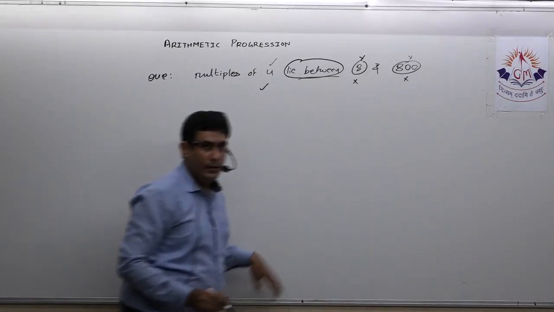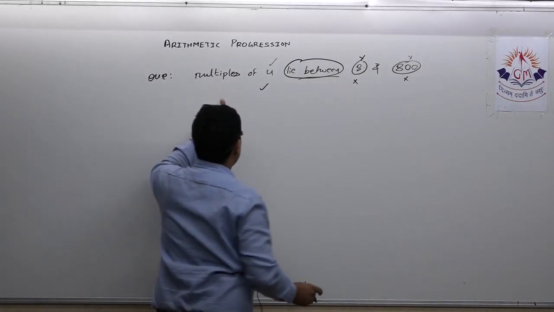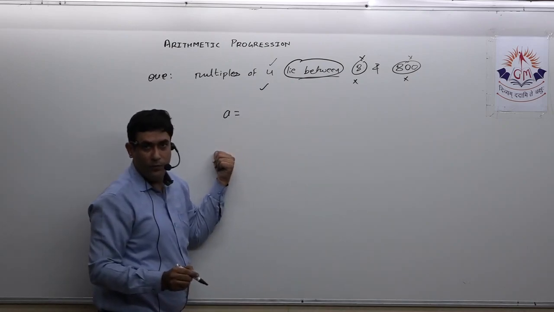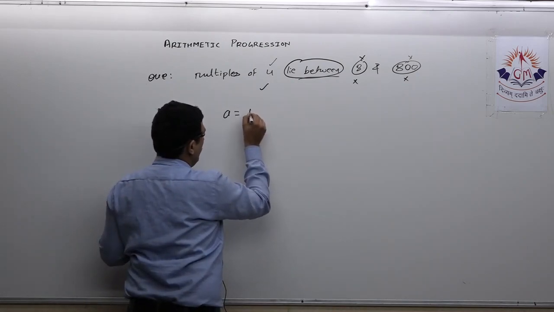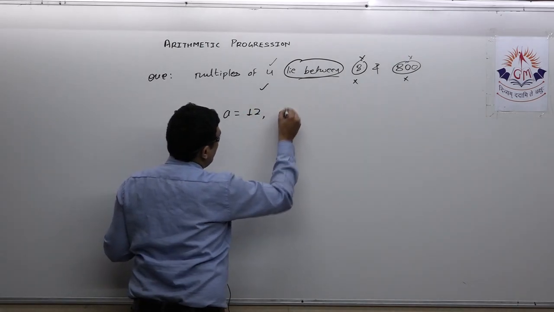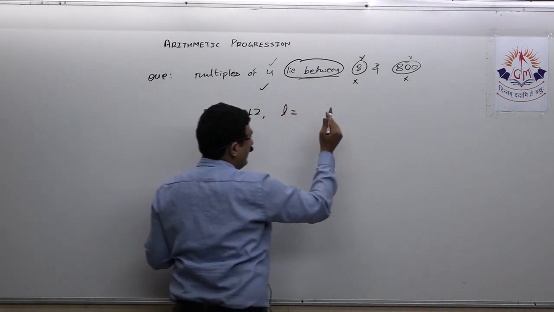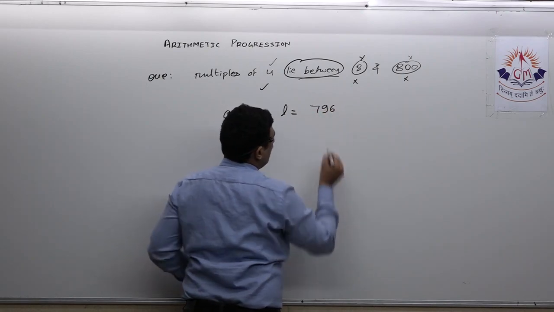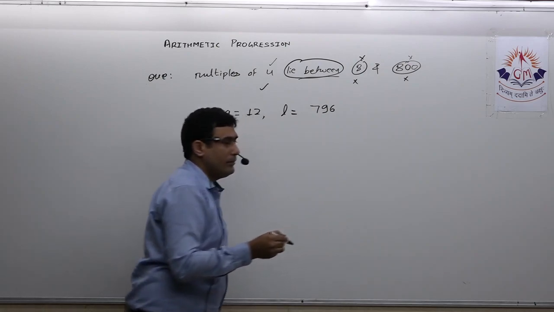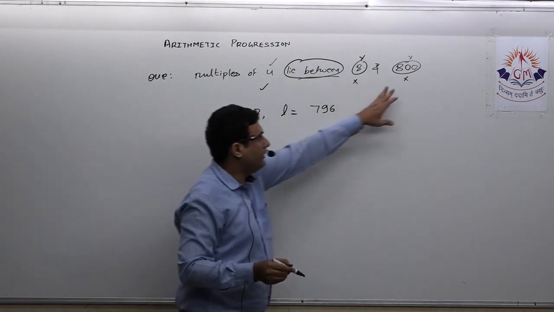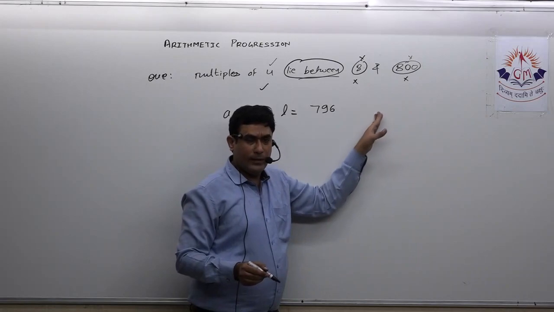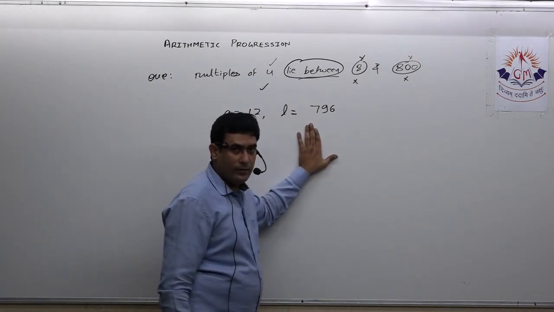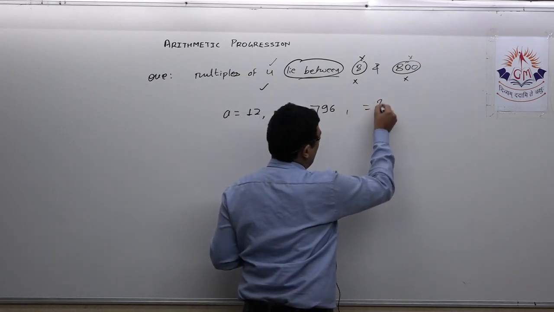In that case, what will be the first term after 8 which is a multiple of 4? That is 12, that will be A. What will be the last term just before 800? That is 796. Definitely I will check whether it is a multiple of 4 or not. If 800 is a multiple of 4, then by subtracting 4 it will be a multiple of 4 only. So this will be the first term, this will be the last term. Now you have to obtain N.